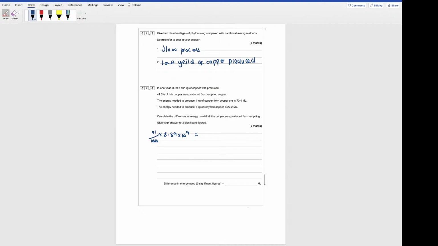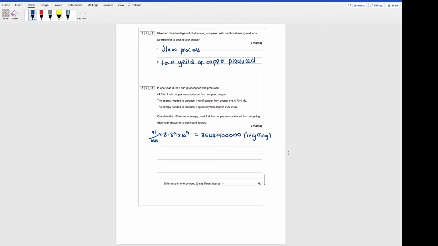So, a massive number, and I'm going to write it all out for you, rather than in standard form. 3,644,9 with 5 zeros. So that's how many kilograms, and it's a lot, were produced from recycling. So let's find out how much energy that took, okay?